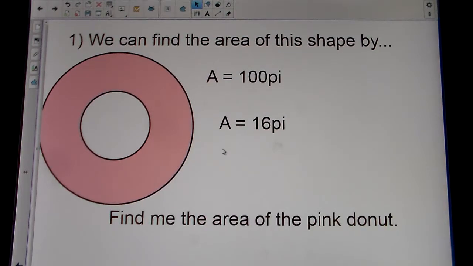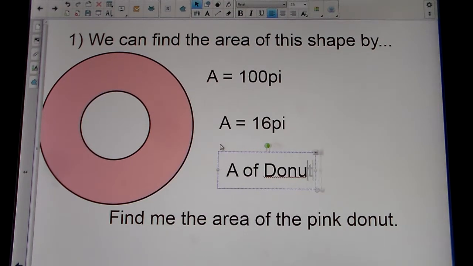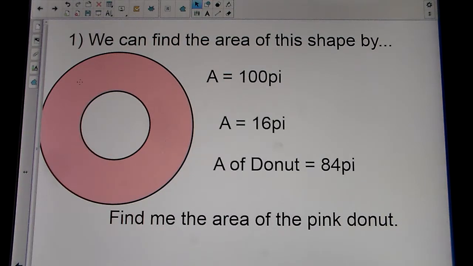So our answer for the area of the donut is equal to 100 pi minus 16 pi, which will get you 84 pi. So the area of this pink area is 84 pi.